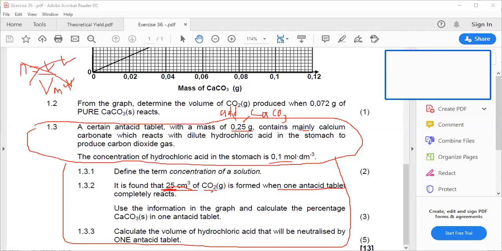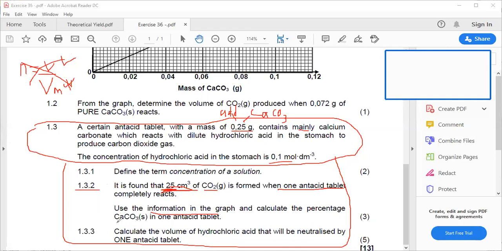Why? Because it's not at STP. We don't know whether the temperature was 0 or not. It's not 0 basically if it's not said here. Is that understood? So this approach, it means we cannot use this. So we leave that one. We come to this. It says use the information on the graph. So using the graph, we can find the mass of calcium carbonate, which is what we did in question 1.3.2.